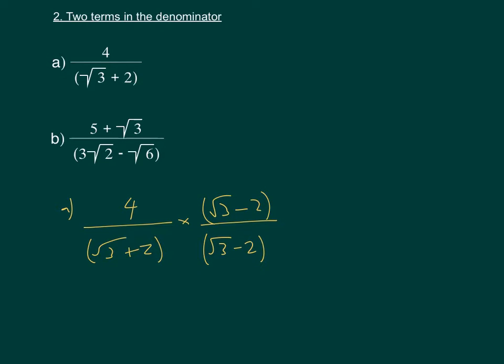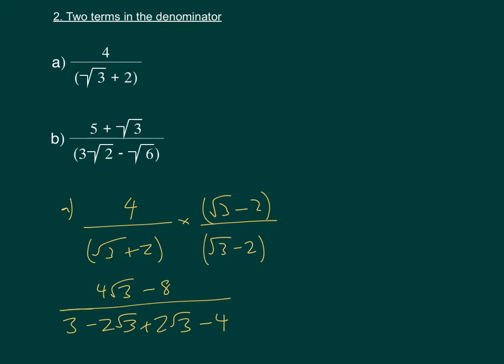Okay, so let's finish this off. So we've got on the top 4 times root 3 is 4 root 3, and 4 times minus 2 is minus 8. That's our numerator. And then our denominator, we've got root 3 times root 3, which is 3. We've got root 3 times minus 2, which is minus 2 root 3. Then we've got 2 times root 3, which is plus 2 root 3. And then 2 times minus 2 is minus 4.